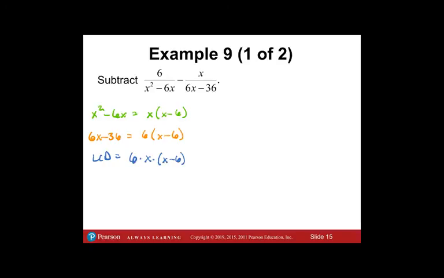The first one we have, I'm going to write it in factor form. We have this x times x minus 6, and that's under 6. And then the second one, we have this 6 times x minus 6, and there's a minus here, under x. Actually, I'm going to write it like this just to keep track of that a little bit better.